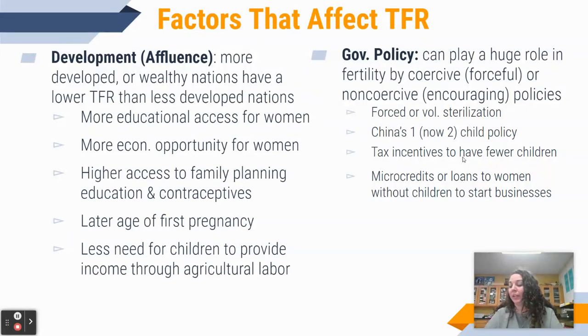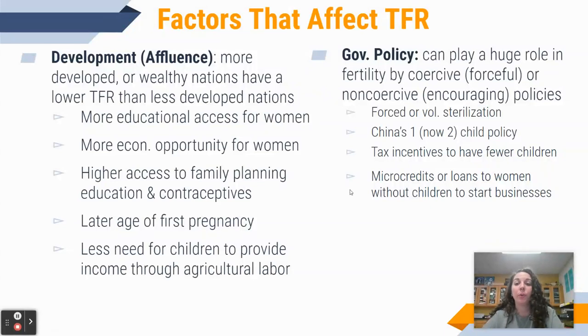Some countries are going to have tax incentives to have fewer children. So they'll actually give like a tax break to people who don't have children. And then some countries even have these things that we call microcredits or loans, and they give those to women that don't have children to be able to start a business.